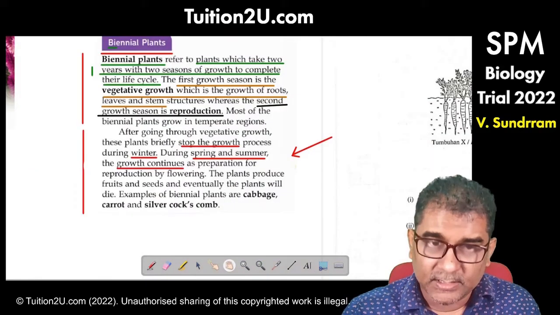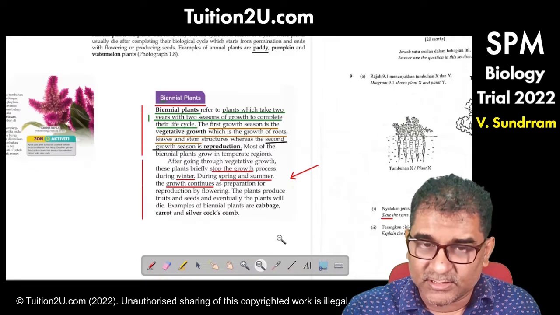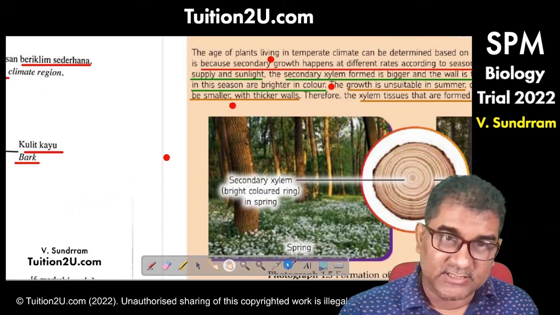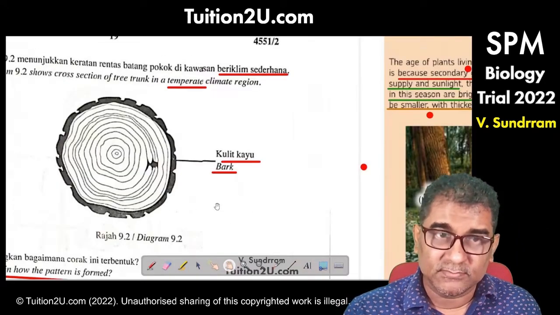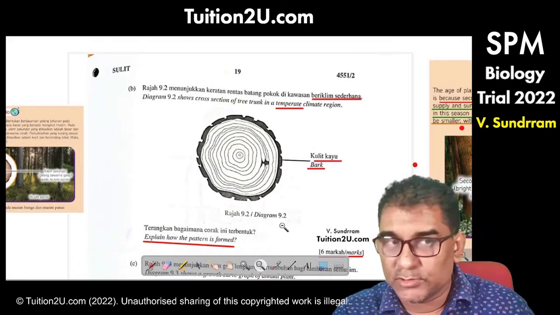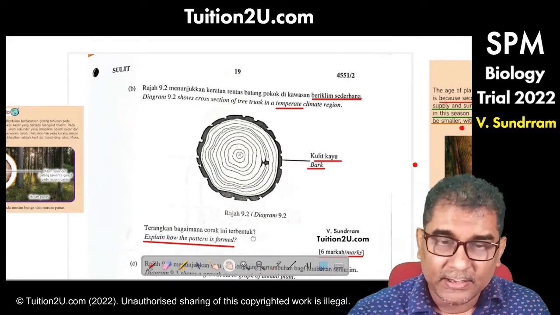So consider this is directly from the textbook. 4 marks. This is directly from the textbook. 6 marks. The importance of textbook to make sure you can get full marks for the exam. Next question.